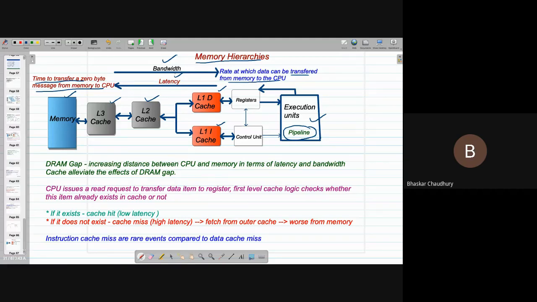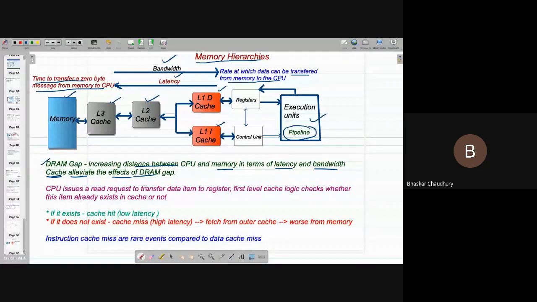This part we have also looked into earlier, that the DRAM gap is the increasing distance between the CPU and the memory in terms of latency and bandwidth. So this distance is increasing. Now, what has really been done to address this limitation of the DRAM gap? That is where the caches come into the picture. These caches basically alleviate the effects of the DRAM gap. It really helps in reducing the effect of the DRAM gap if we write the code in a knowledgeable way.